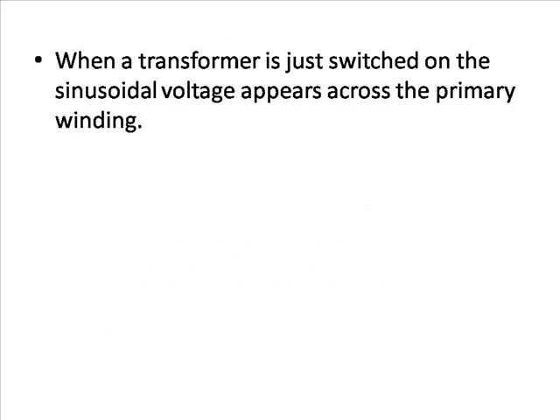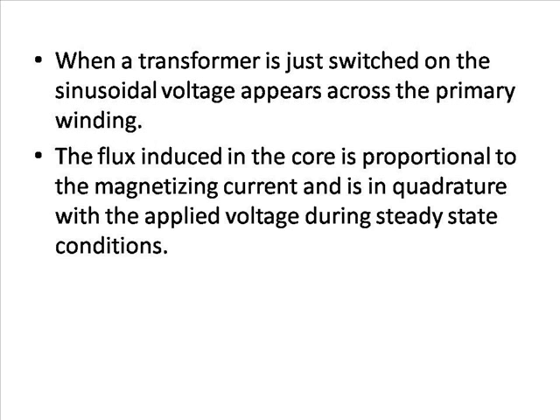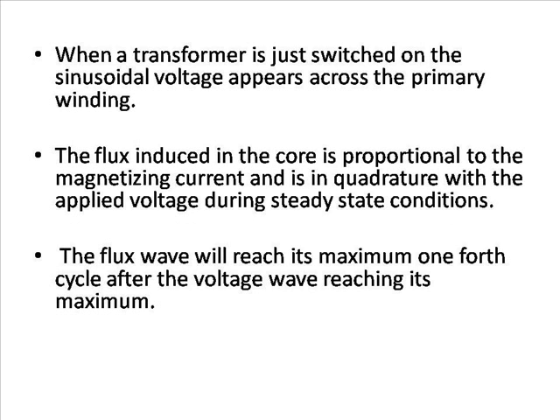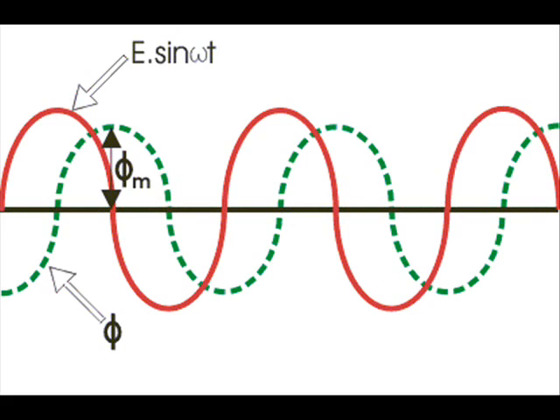When a transformer is just switched on, the sinusoidal voltage appears across the primary windings. The flux induced in the core is proportional to the magnetizing current and is in quadrature with the applied voltage during steady-state conditions. That means the flux wave will reach its maximum 1/4 cycle after the voltage wave reaches its maximum. That again means at the instant of switching on the transformer, if the supply voltage starts from 0, the corresponding steady-state value of flux should be at negative maximum.